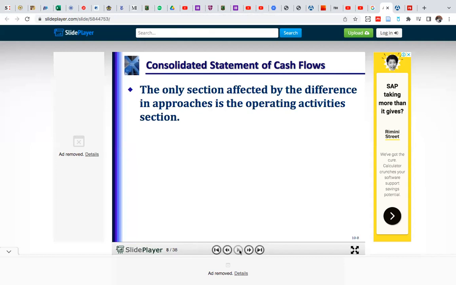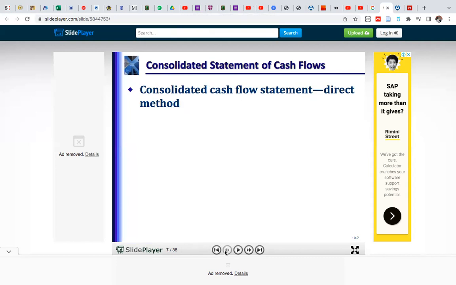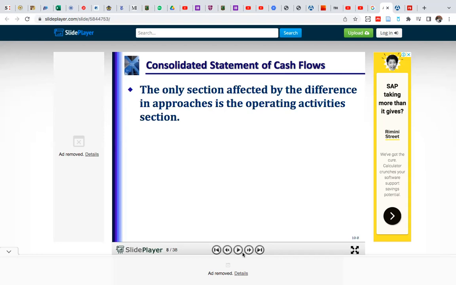So the only section affected by the difference between direct and indirect methods is the approach in operating activities. I'm pretty sure that you guys already know that the cash flow is divided into cash flow from operating activities, investing activities, and financing activities, right? So the only difference between direct and indirect method is in the operating activity section.